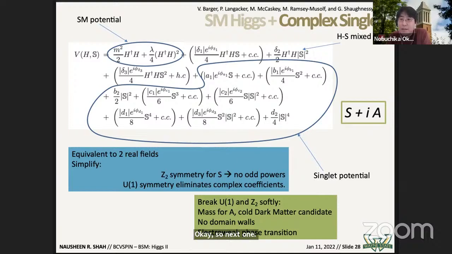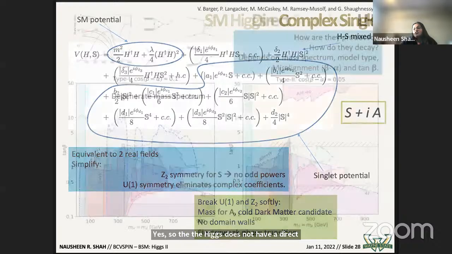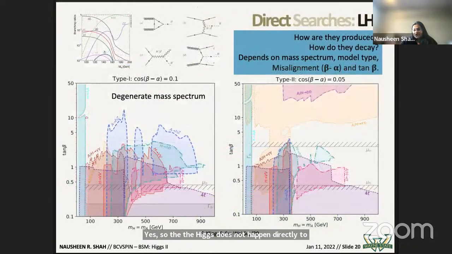Okay, next one. Sajib: can the Higgs directly couple to the photons? Also, do the Higgs follow self-interactions? Yes, so the Higgs does not couple directly to photons because it's not a charged particle, right? But at the same time, you will have a Higgs to gamma-gamma coupling. And in fact, that's one of the search channels, right? And that happens because of loops.